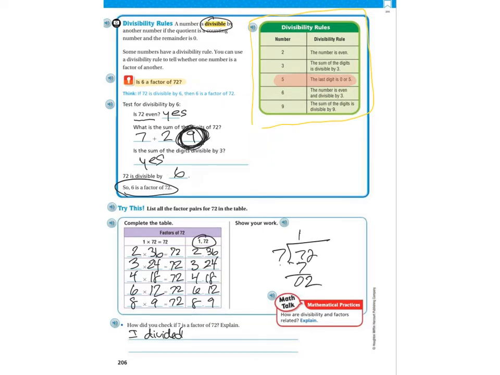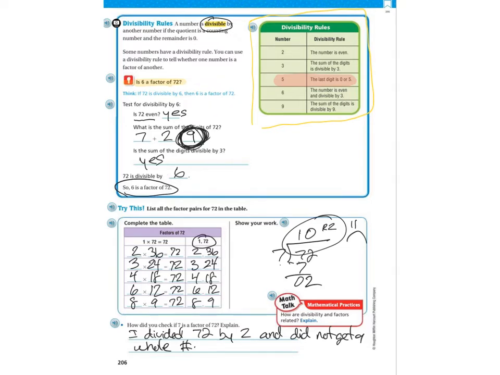And then bring down. So 2 does not divide in 7 times. So we have a big old 0. And then we have a remainder of 2. So that is not going to be a factor because it's not a whole number. So the way we answer this, I divided 72 by 7 and did not get a whole number. Guess what? That is your answer. That's all you need to do.